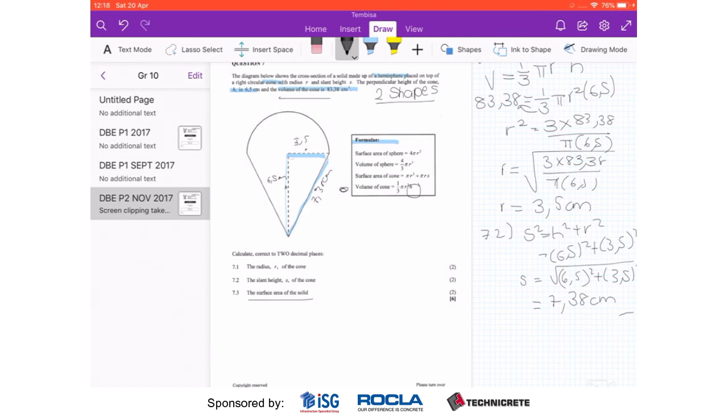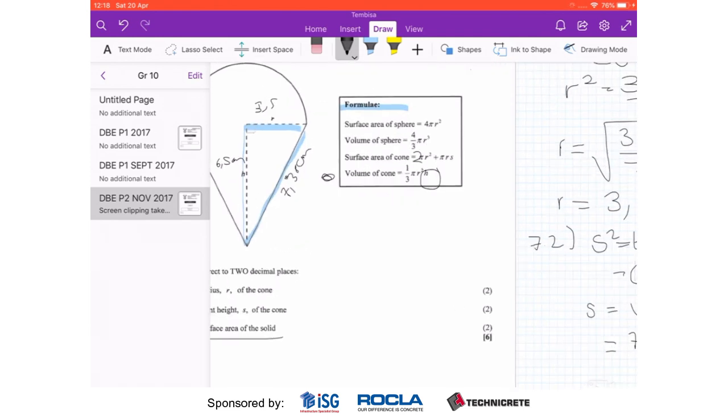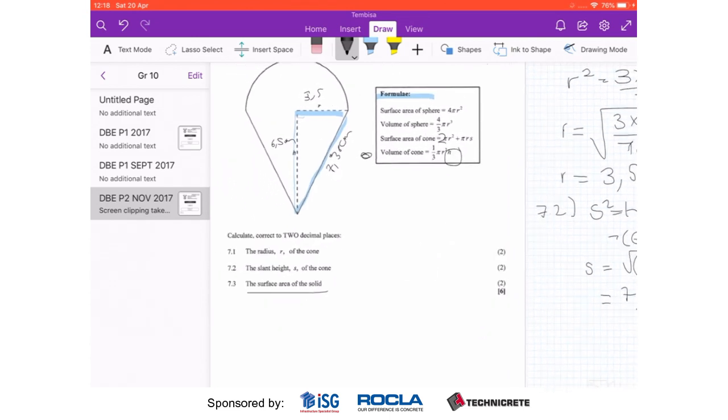Okay, so the cone is including the top of the sphere, so we've just got to say 2 pi r squared to consider a hemisphere. So my formula for the surface area is going to be 2 pi r squared, because we're including that hemisphere, we've got two circles, and a circle is pi r squared, plus pi r s. So if you got a wrong r value and a wrong s value, this would also be wrong.